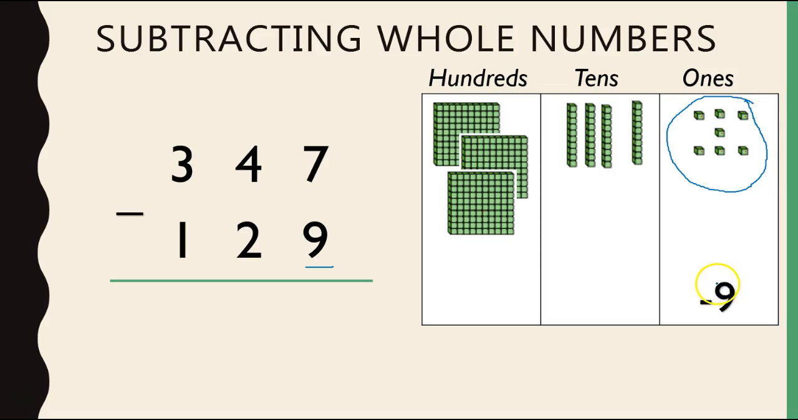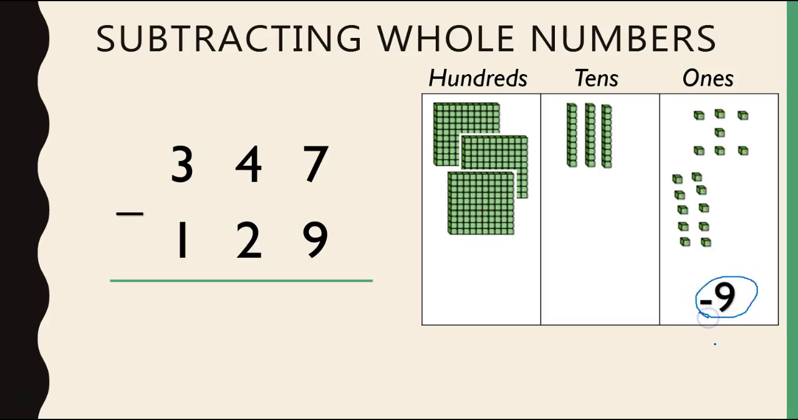So what we need to do is borrow. We're going to borrow from the tens column. And now we're going to go the other way. This time we're going to move it this direction. And this time, in order to use those, we're going to bust those up into ones. And remember, we're subtracting 9. So we're going to take 9 of those out.